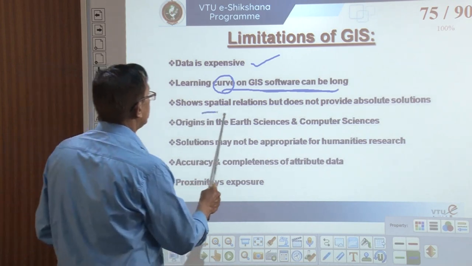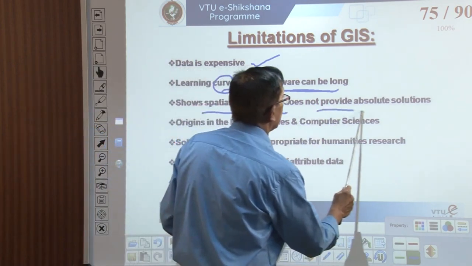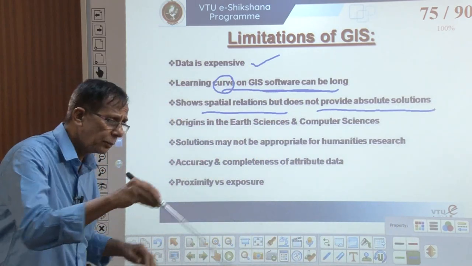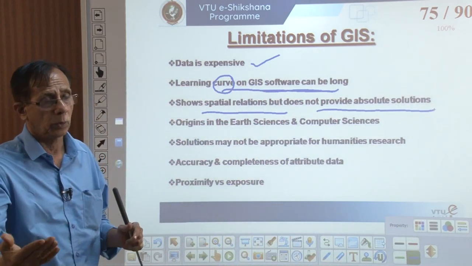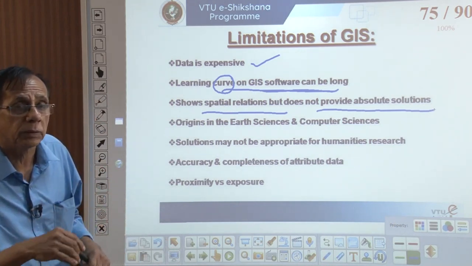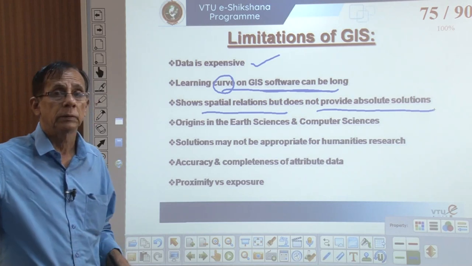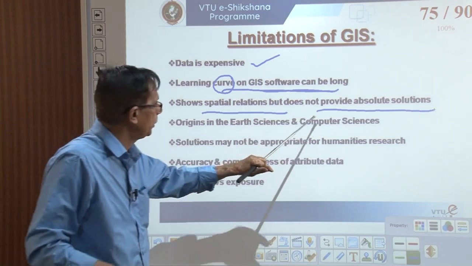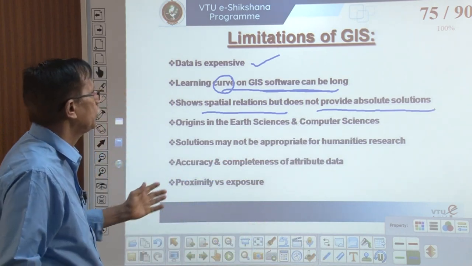It shows a spatial relation but does not provide an absolute solution. This is a relationship I can understand: water body, road, or building, their spatial relationship. But the solution, the software will not provide. We have to think; it only helps us to do.